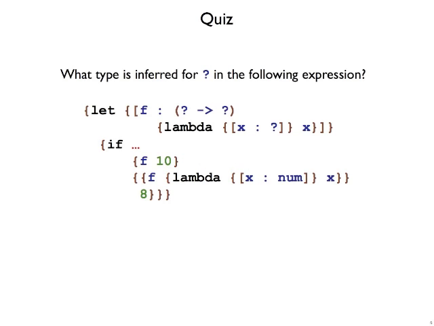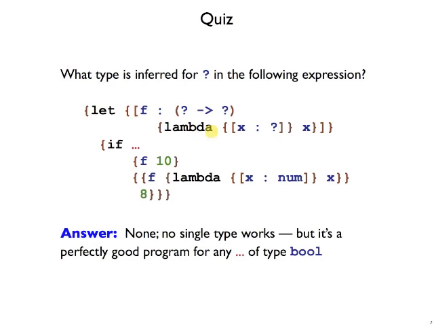How about this one? Let's assume that we have booleans and conditionals, and that we put some expression here that has type boolean. Now our problem is that we're applying f to a number and also to a num arrow num function. So there's no type that we can put in place of this question mark that's going to work out, even though if we run this expression, we will get a number out. We'll either get 10 or 8, depending on what expression we have, as long as that expression also has a type.